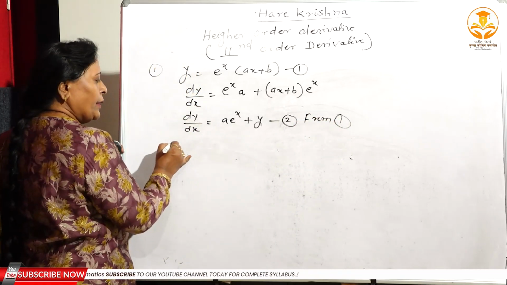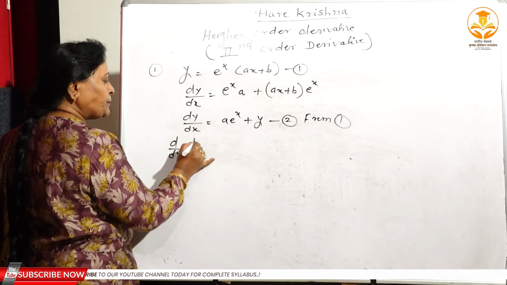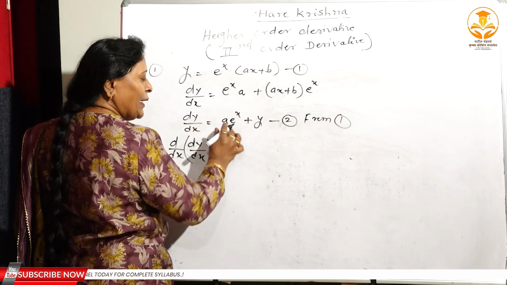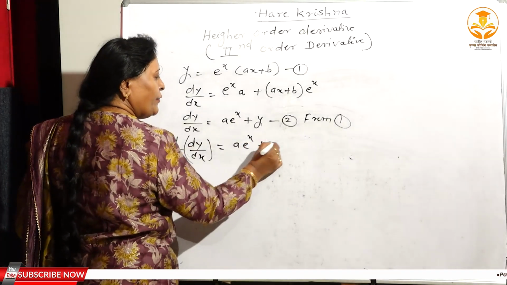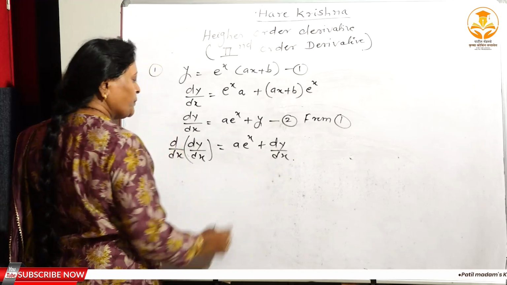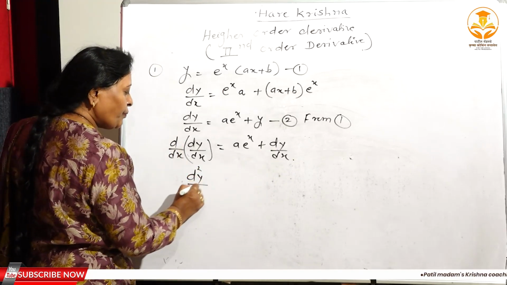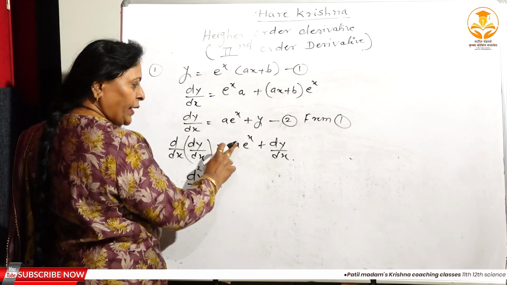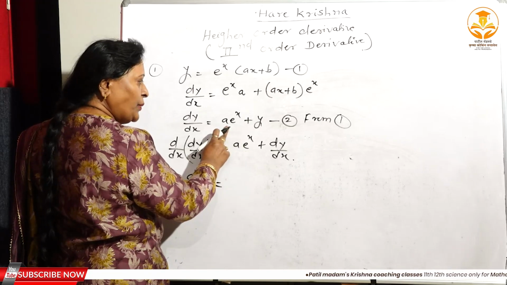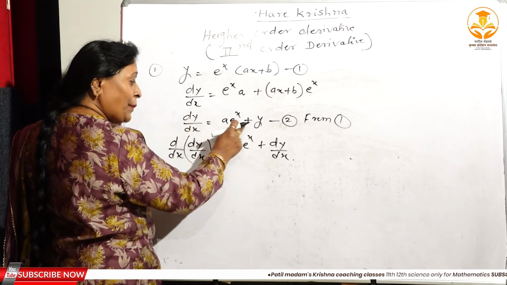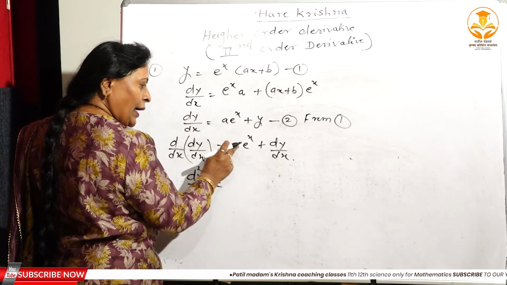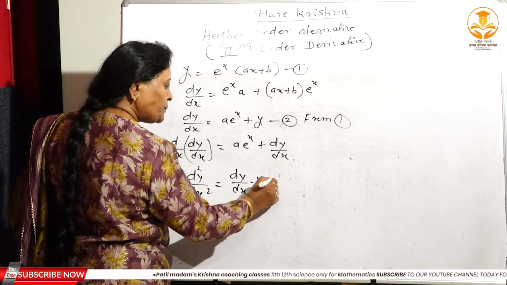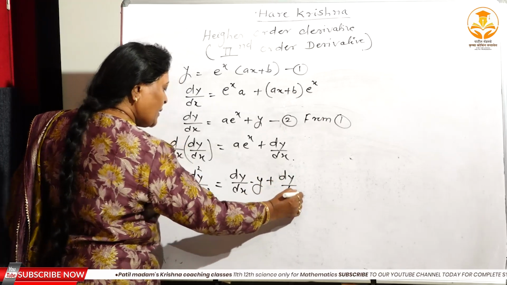Now again differentiate. When you differentiate d by dx of dy by dx, a remains as it is, the derivative of e raised to x is e raised to x, and the derivative of y is dy by dx. So d2y divided by dx square is equal to, again you have to substitute the value a e to the power x. From the second you will get dy by dx minus y. In place of a into e to the power x, you can substitute dy by dx minus y, plus dy by dx, isn't it?